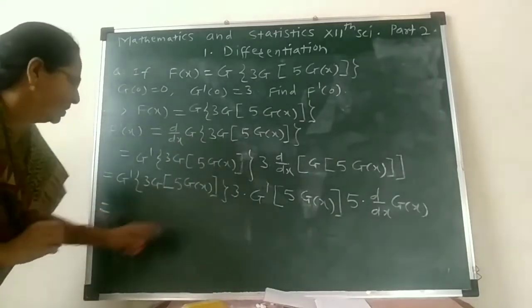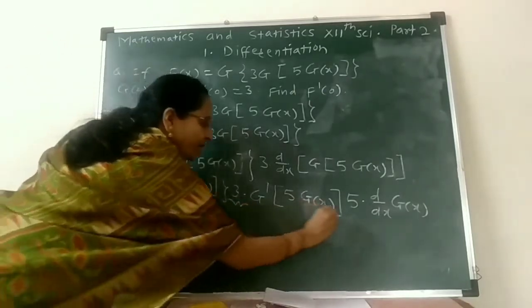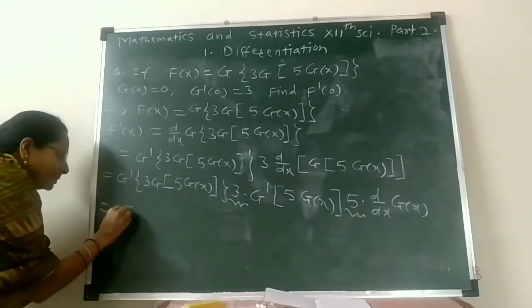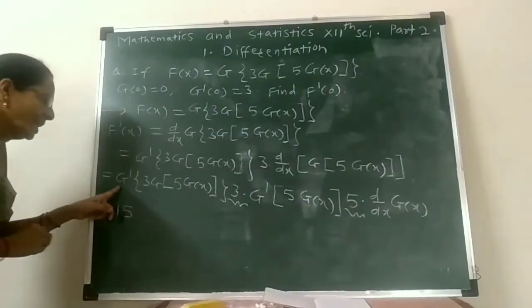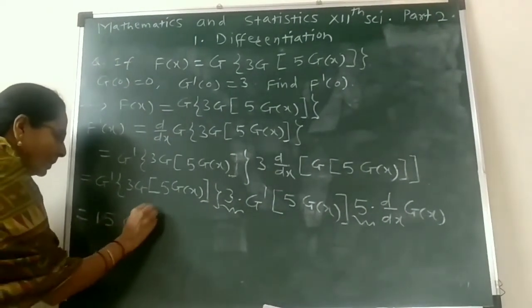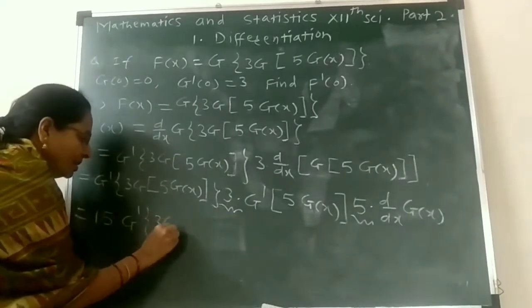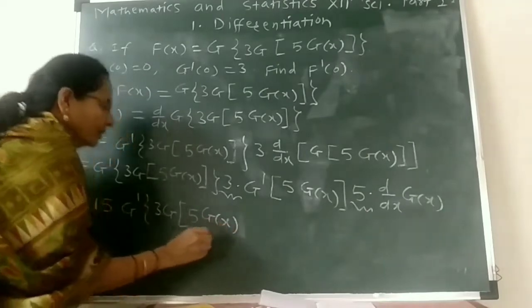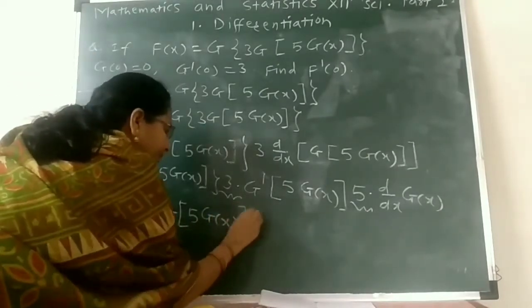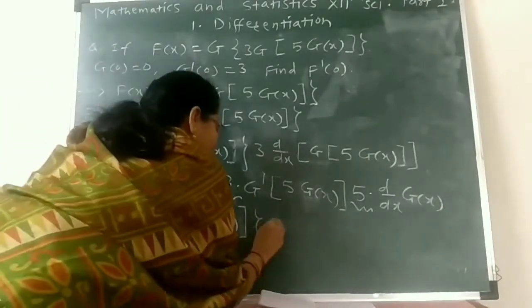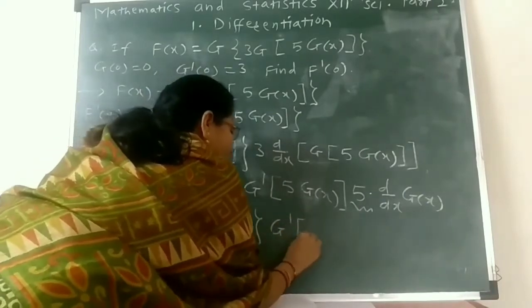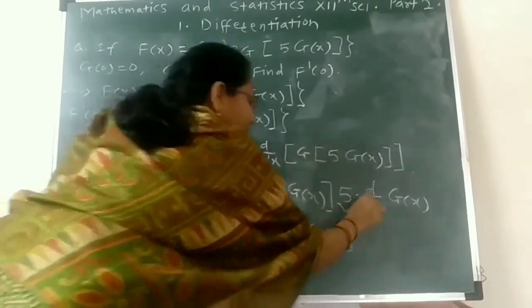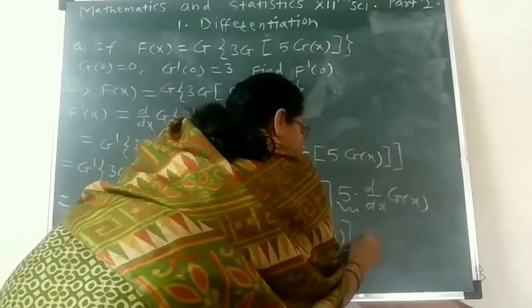Now this is 3 and this is 5. We take their product, which is equal to 15. g dash 3g, 5gx, g dash 5gx. d dx of gx is g dash x.